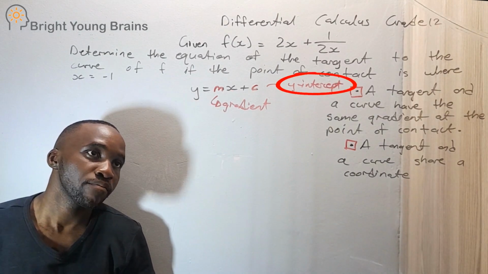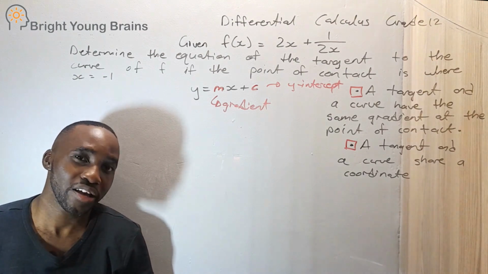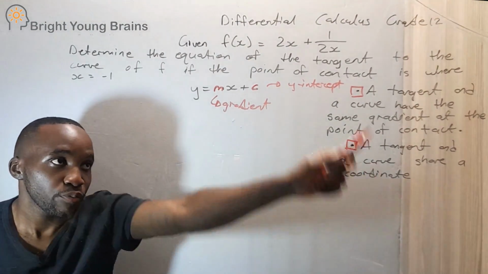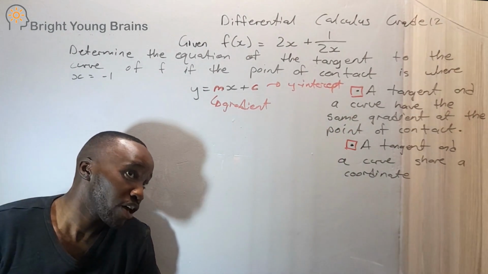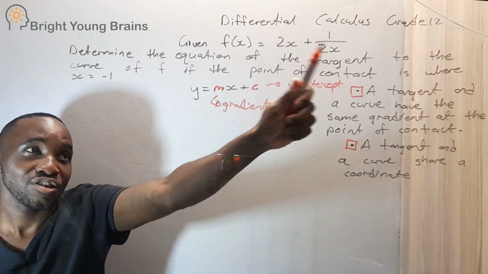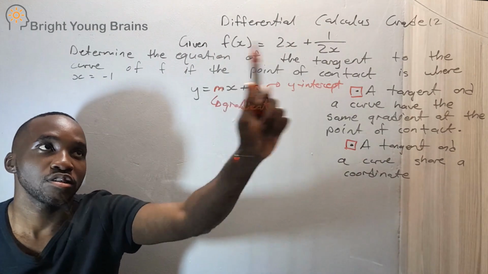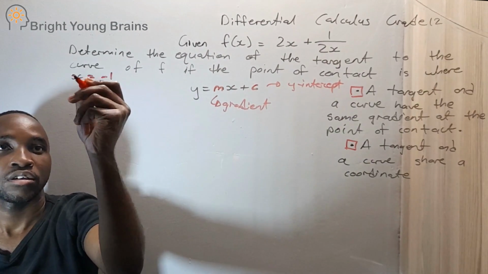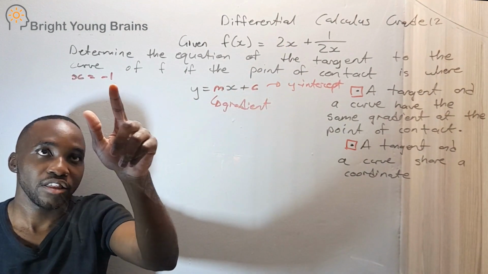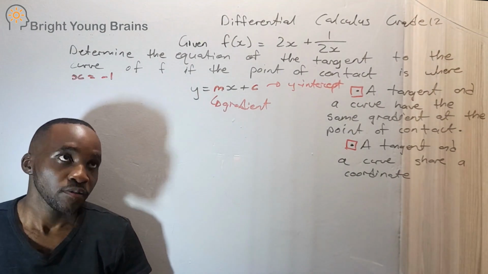We are going to work on getting the gradient first because that's usually the easiest one to get first. Always try and get the gradient first because that's the chunk of the work. Now we are going to make use of point number 1: a tangent and a curve have the same gradient at the point of contact. So what I mean by that is you want to get the gradient of this curve at this point of contact, because the gradient of this curve at this point of contact is also the gradient of the tangent. So let's do that.